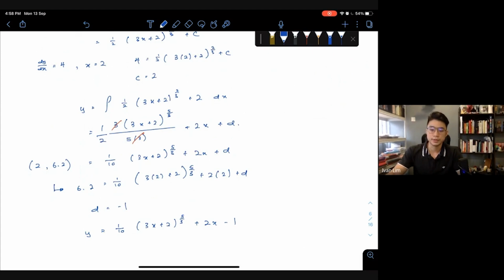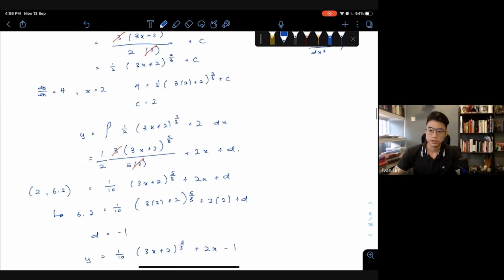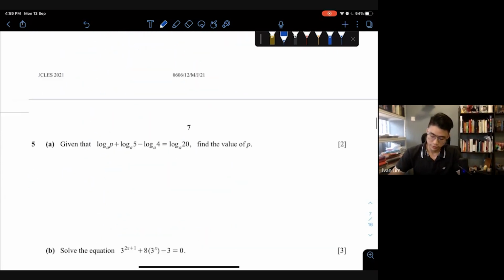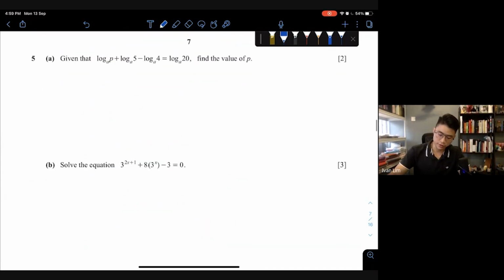Okay, so this is just the power rule kind of integration. All good, this one? Okay, so you'll see my mark scheme on how to get the 6 marks there. Okay, we've done 5a.